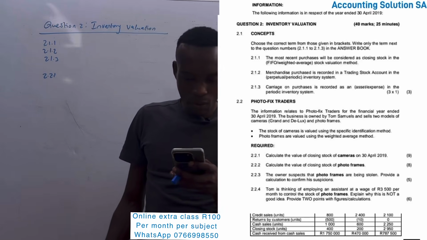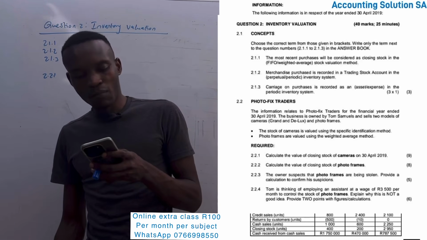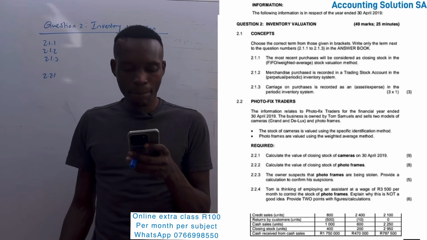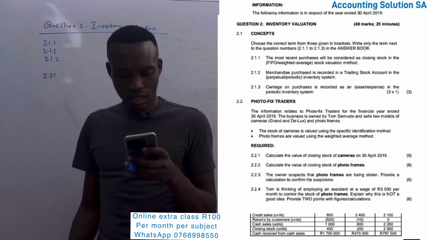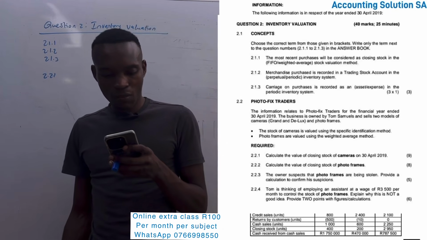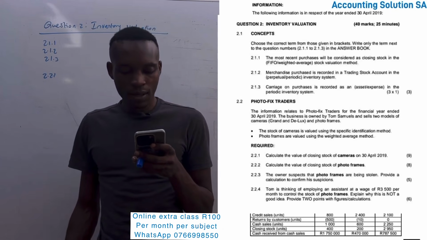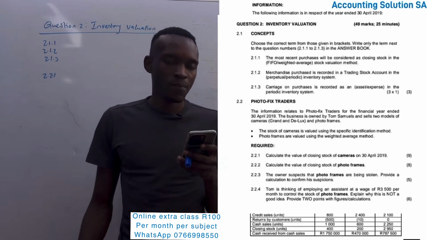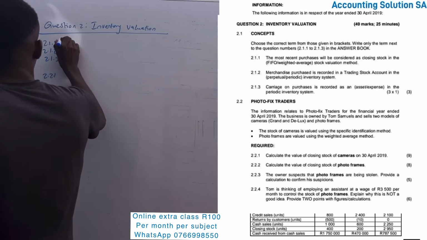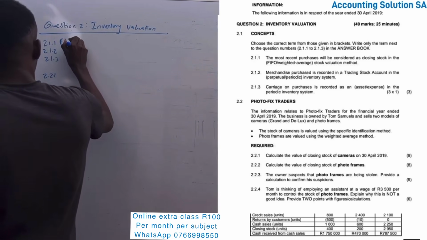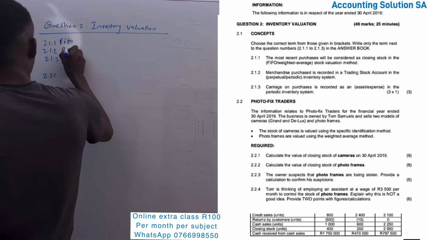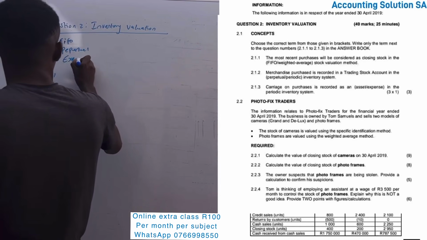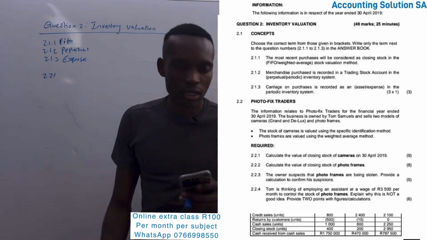Okay, number 2.1.2, merchandise purchase is recorded in the trading stock account in the inventory system. Okay, then number 2.1.3, carriage on purchase is recorded as an expense in the periodic inventory system. What do you think? Okay, so these are the answers. Number 1, you should have written FIFO, and number 2 is perpetual inventory system. Number 3 is expense. Okay, I hope you guessed it correctly.